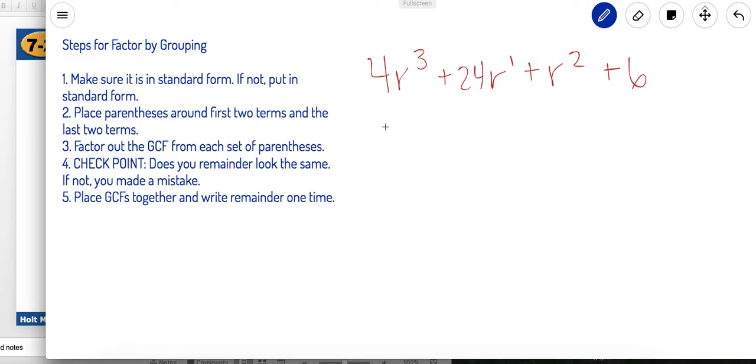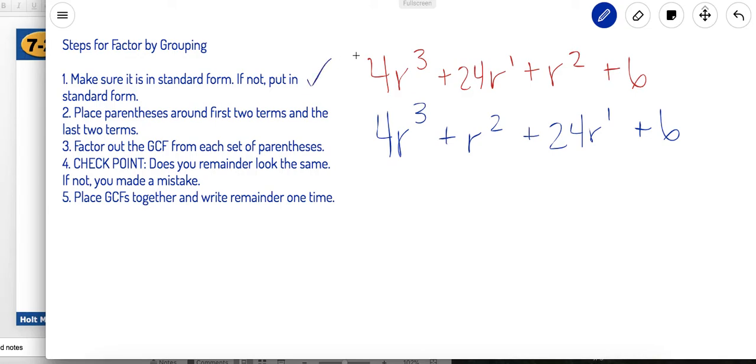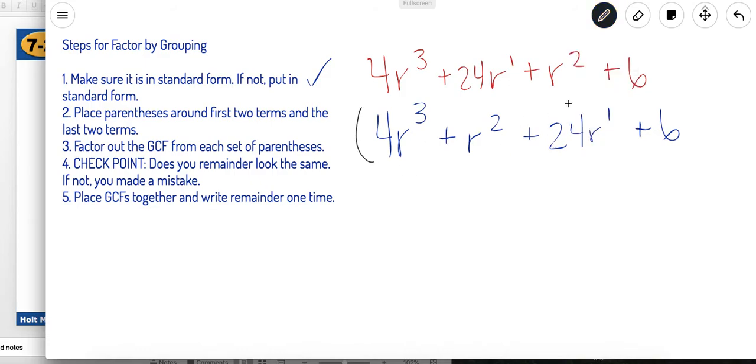Make sure that we have our highest exponent first, and then we're going to find our next highest, which would be r squared, so we're just going to move that right over. And we don't have to change the sign, because remember, we're not moving them across an equal symbol, we're just moving them around. So it's okay to move them and keep the symbols. All right, so step 1. Good. Step 2, place parentheses around the first 2 terms and the last 2 terms. So I'm going to do that by doing this.